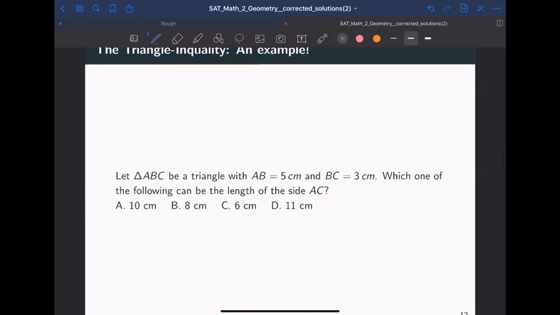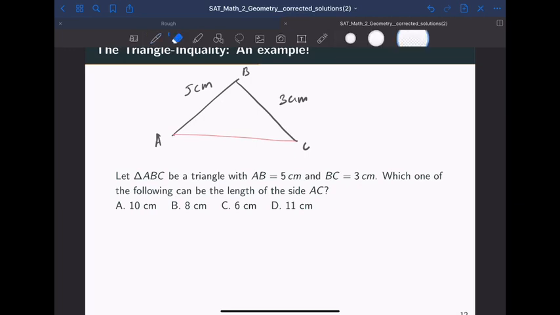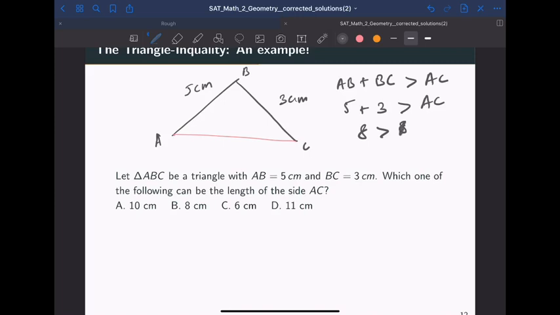And here we have an example. If ABC is a triangle, let's draw this. If AB is 5 centimeters and BC is 3 centimeters, what is the possible length of AC? So we know from the triangle inequality that the sum of two sides, AB plus BC, will always be greater than the length of AC. So AB is 5, BC is 3, then AC will be less than 8, basically. If we flip it around, we just say that AC is less than 8 centimeters.